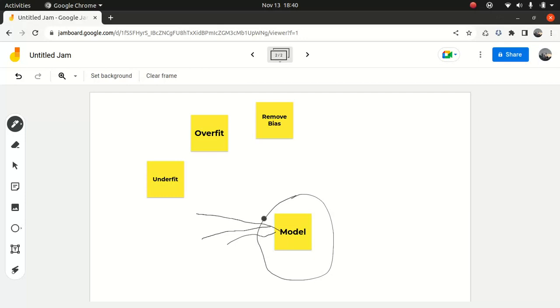Where your model is not complex enough. You don't train it with the required amount of data, and as a matter of fact, it just fails to generate the required output.